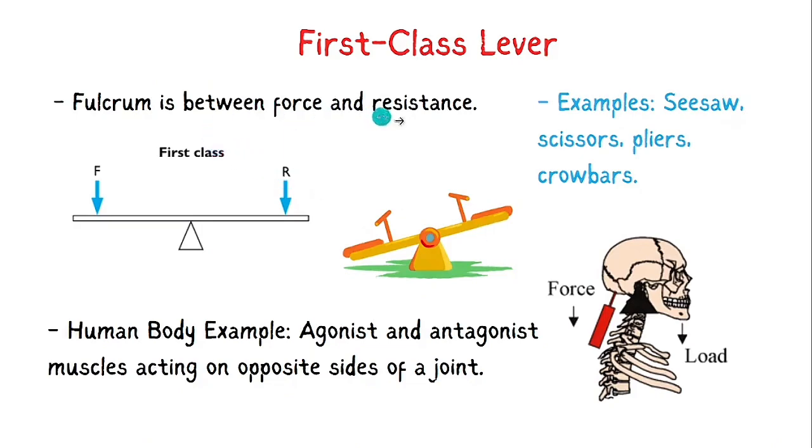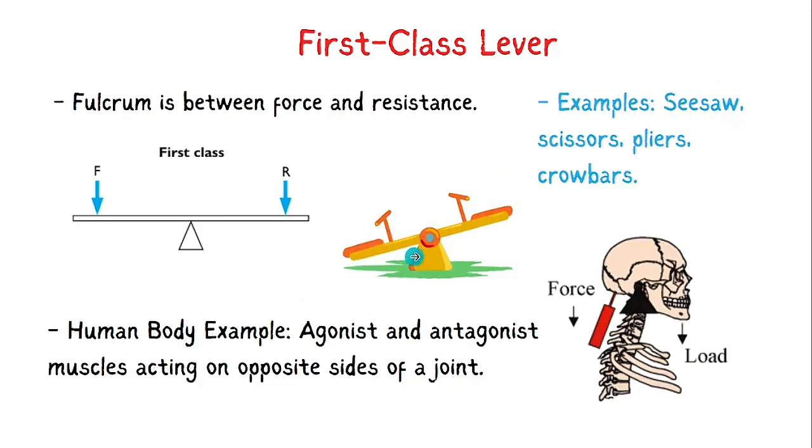Fulcrum is between the force and resistance. As we can see here, the fulcrum is between the force and the resistance. Some examples are seesaw, scissors, pliers, and crowbars. In all these examples, the fulcrum is situated in between the force and the resistance. Now let's see this seesaw in detail. How come it is the first class lever?